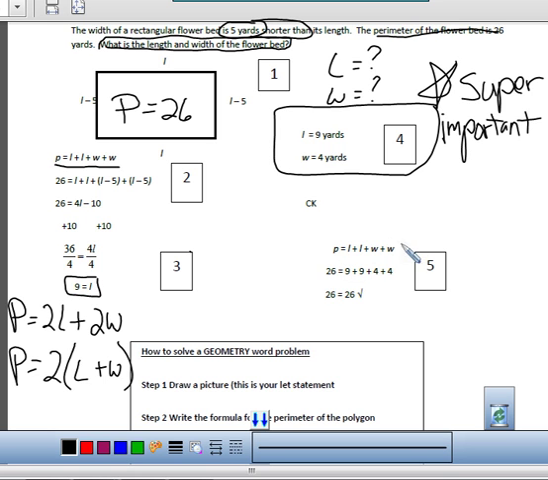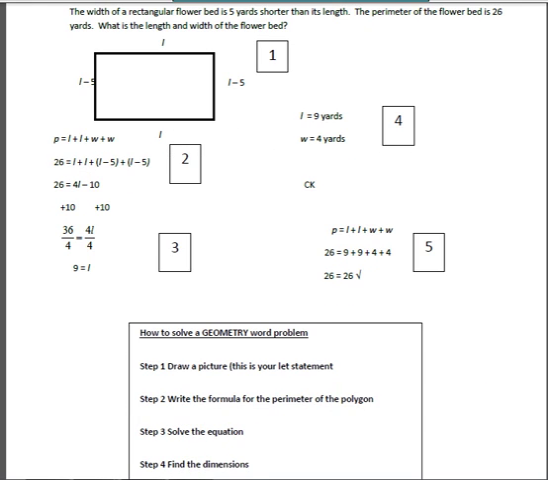Now, the check for this, I'm actually going to show you the check a little differently. I'm going to just plug in the numbers and say, okay, well, if this is 4 and this is 4 and this is 9 and this is 9, what is 9 plus 9 plus 4 plus 4? Does it equal 26? And that's essentially the same thing, but not as formal as the check we do with equations. All right, so let's try a couple of examples.